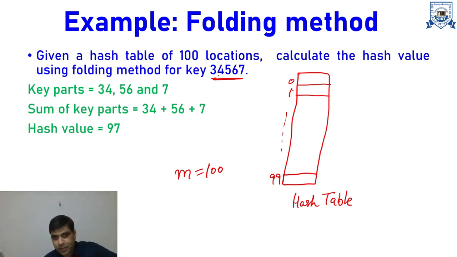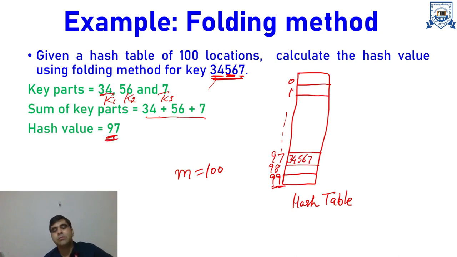In this case the key parts are of 2 digits, because locations go from 0 to 99, so we'll be using 2 digits. First we divide the key: k1 is 34, k2 is 56, and because the last one can have fewer digits, k3 is 7. We have divided the given key into 3 parts, k1, k2 and k3, and then we add them together. 34 plus 56 plus 7, the final value will be 97. So it simply means that this key, 34567, will be stored at index 97 in this hash table.